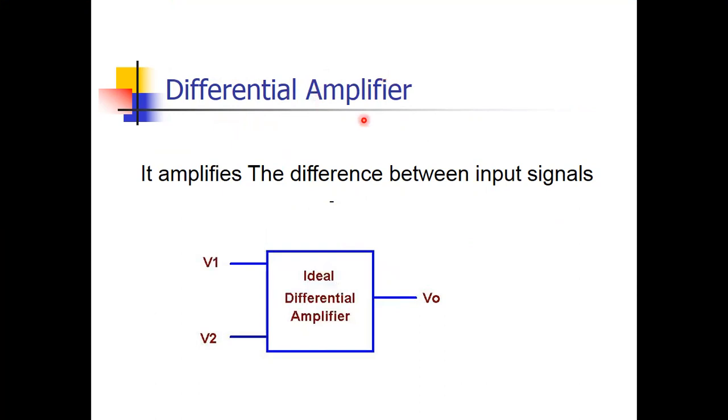Amplifier means which amplifies the signal, and differential means which amplifies the difference of the signal. So suppose this is your differential amplifier, it can be an op-amp, it can be a BJT, it can be a MOSFET. So any transistor, any op-amp can be there, and these are two different inputs, so the output will be proportional to the difference of the input. So the definition is: a differential amplifier amplifies the difference between input signals.